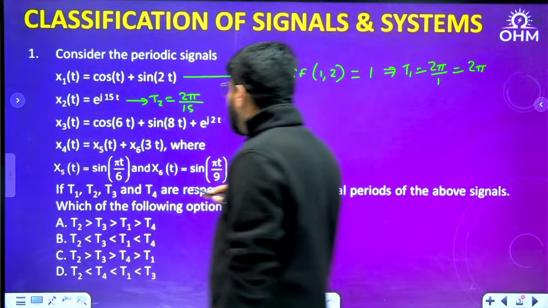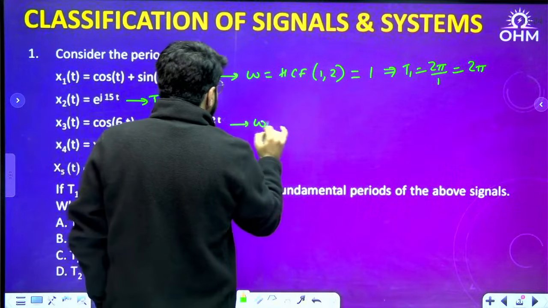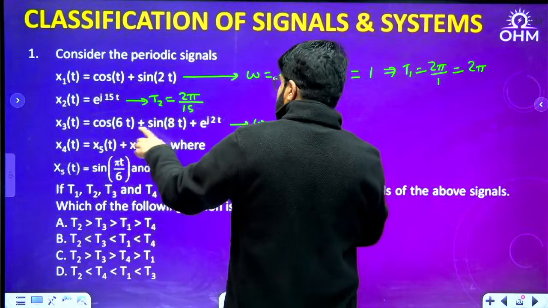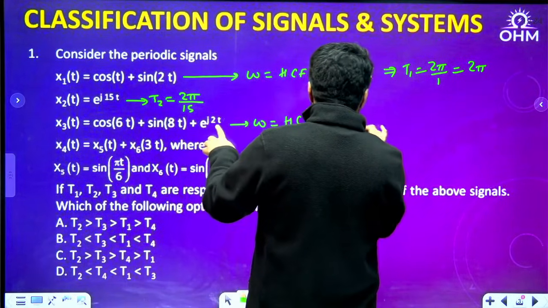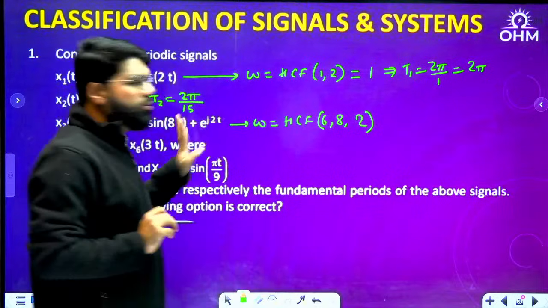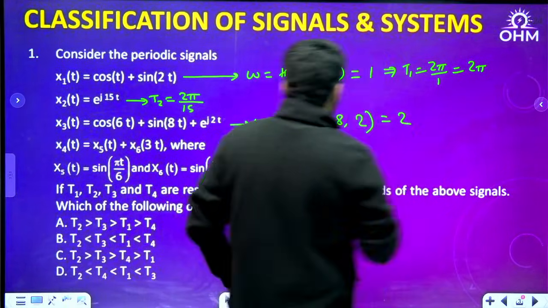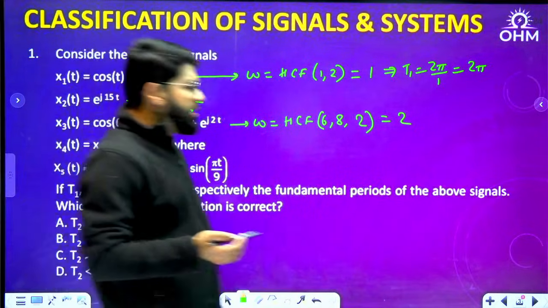Now what about the third one? Third one also, let me first take the HCF of the omega directly. What is the first omega? 6. What is the next omega? 8. And what is the next omega? 2. e power j omega t, omega is 2. So what is the HCF of these numbers? It will be 2. The HCF of 2, 6, 8 is clearly 2.